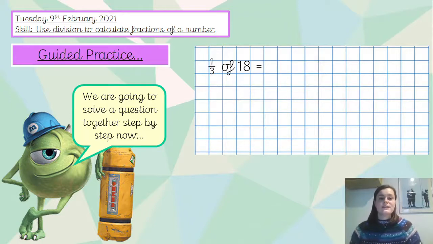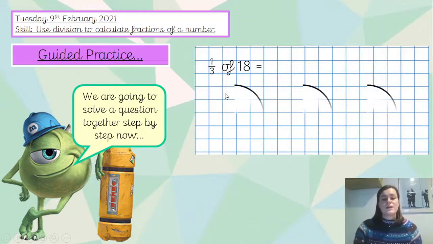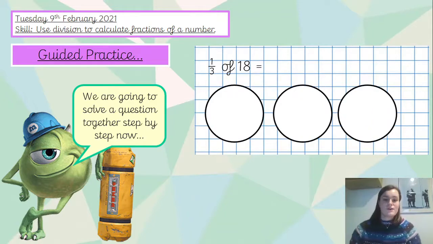Okay, so what is the next thing we're going to need to do? So we need to draw our sharing circles, don't we? In the fraction 1/3, the denominator is 3, so we need to draw 3 sharing circles. So can you pause the video and draw your sharing circles now, please?